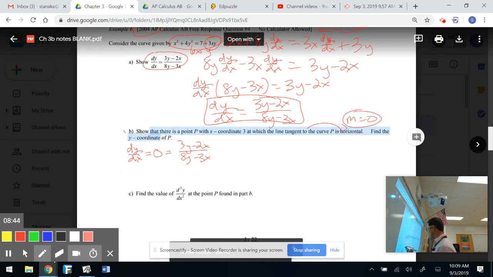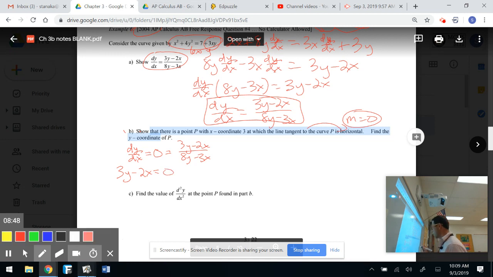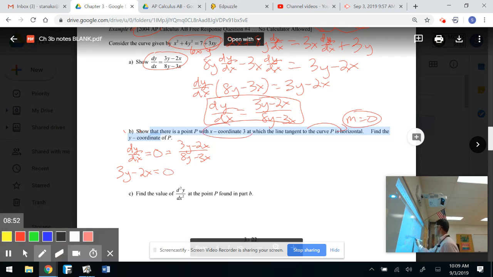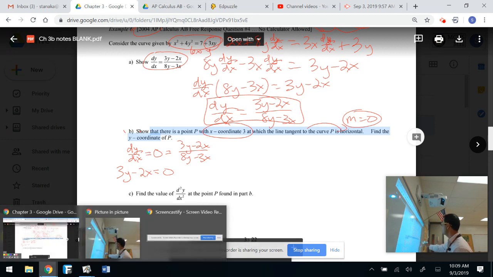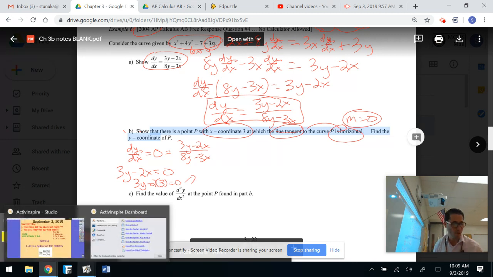So what we really want to do is we want to know when 3 minus 2x is equal to 0. And guess what? The AP helped me out a little bit. They told me that the x coordinate, when we had a horizontal tangent line, was equal to 3. So I could put a 3 in for x. And if I do that, I get a little booyah, right, class? Let's solve that, and then I'm going to get the y coordinate, right?